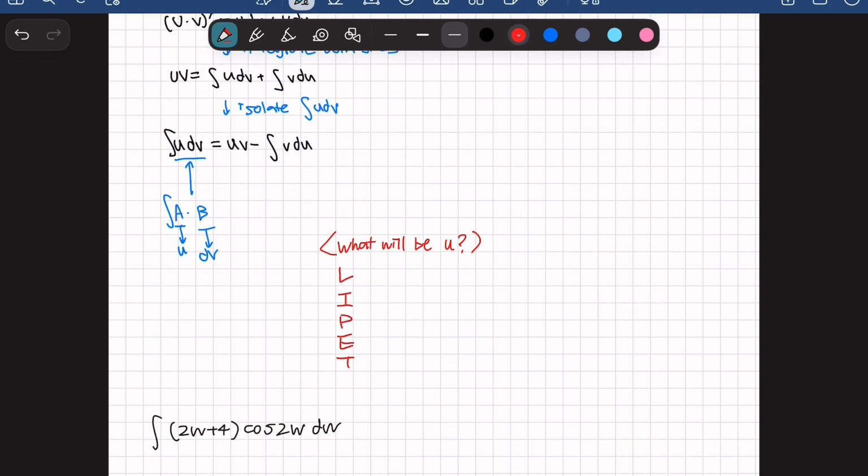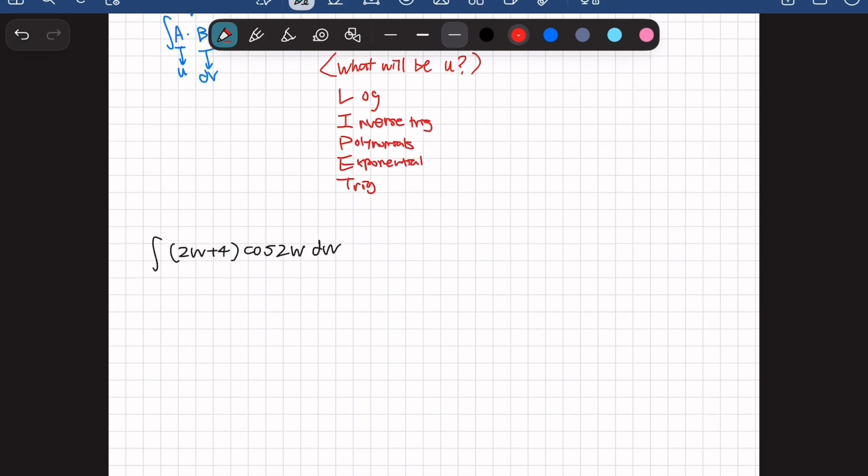And a common question is, how do we choose u? We use the acronym LIPID. L is for log, I is for inverse trig function, P is for polynomial like x squared, E is for exponential, and T is for trig functions. Usually the function highest on the list becomes u because it gets simpler when differentiated.